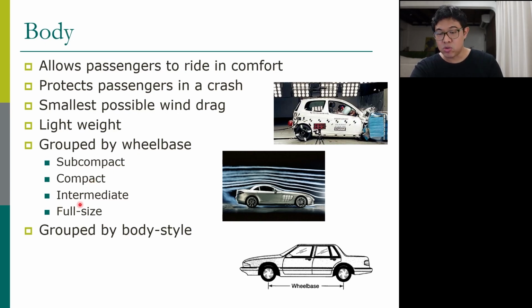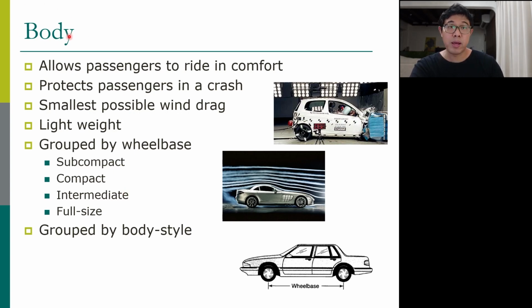Now it goes into the intermediate level, with a little bit longer wheelbase, such as the Toyota Corolla and Honda Civic. So that's an intermediate car. You also have full size cars. Full size is, for example, the Toyota Camry and the Honda Accord. So those are the full size cars.